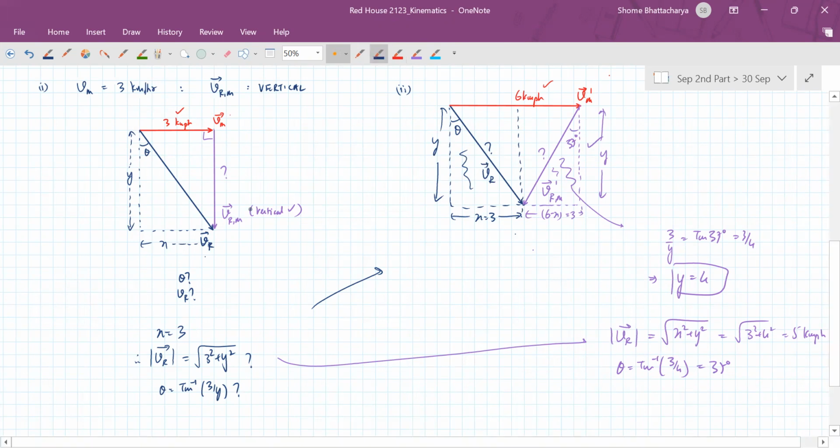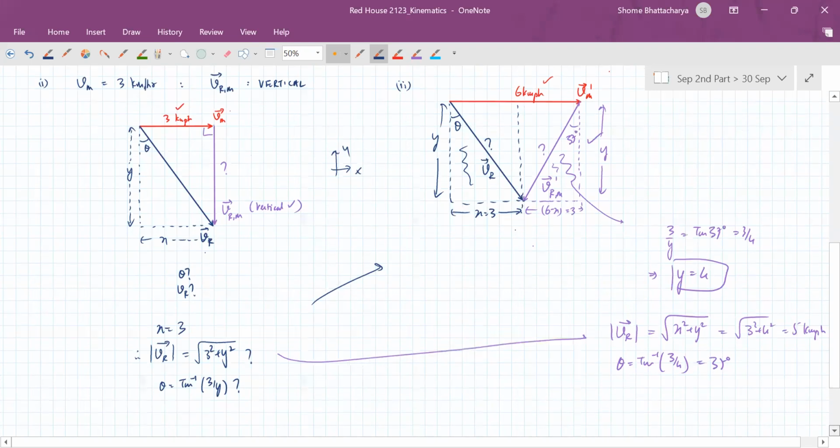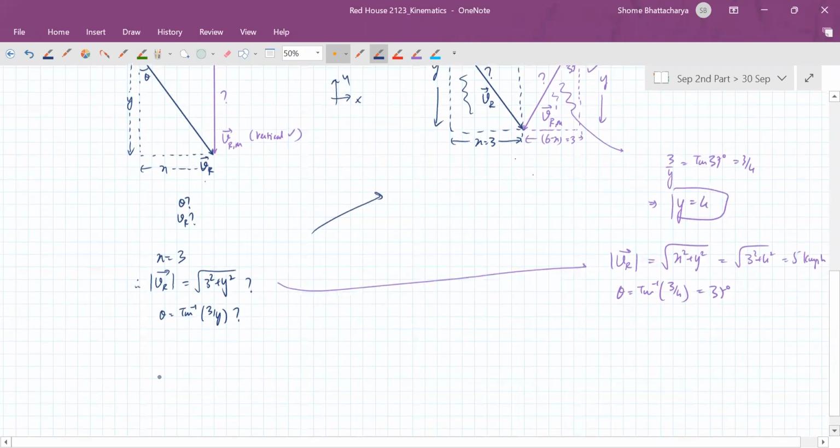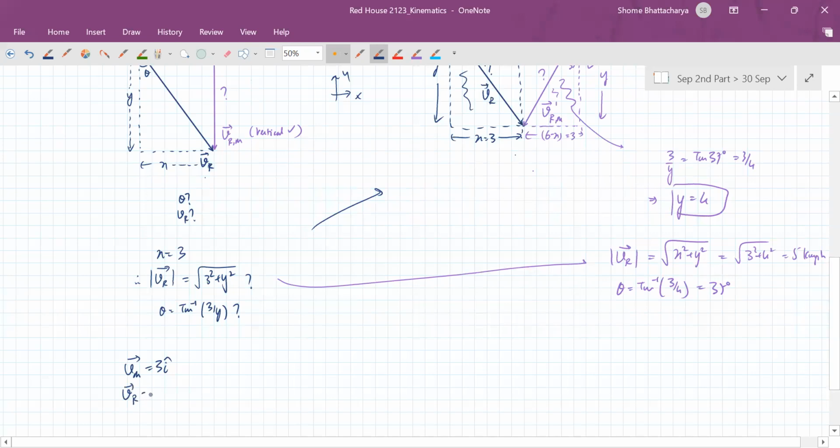You can also do this by using component algebra. If you take an x and y system like this, then in the first case, you can take the velocity of the man in component form to be 3i cap, and the velocity of the rain in the ground frame to be some xi cap minus yj cap. So the relative velocity of the rain with respect to the man is (x minus 3)i cap minus yj cap. This is meant to be vertical. So if it is vertical, it implies that x minus 3 should be 0. So x should be equal to 3.